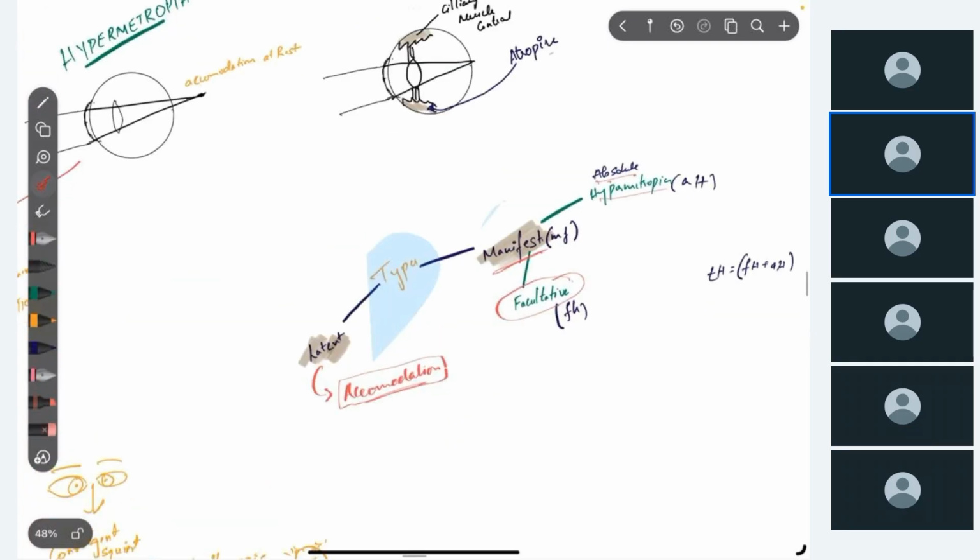Talking about types of hypermetropia, there is latent hypermetropia and manifest hypermetropia. Latent hypermetropia is when the patient has a problem, but because of his accommodation, it is not manifesting. It is not aberrantly seen. But if you use a cycloplegic like atropine and check for his refraction, then you will get to know that he is hypermetropic. This accommodation can maximally contribute for plus.